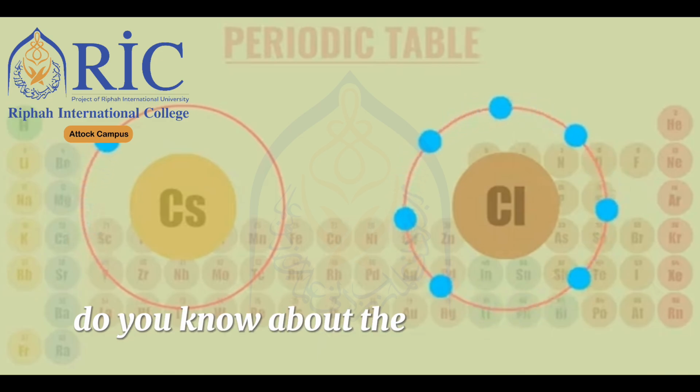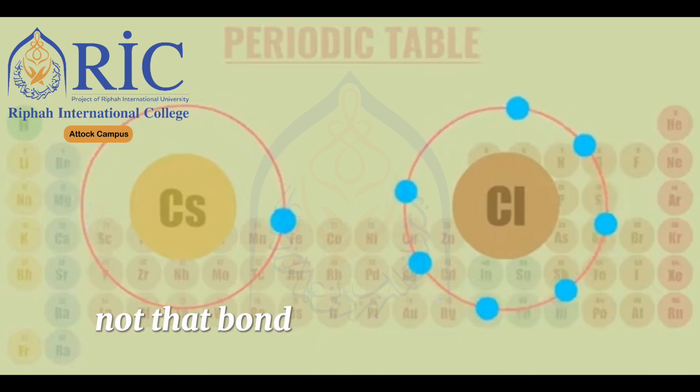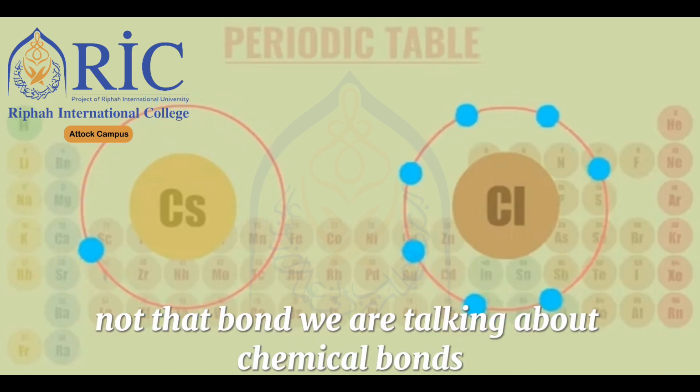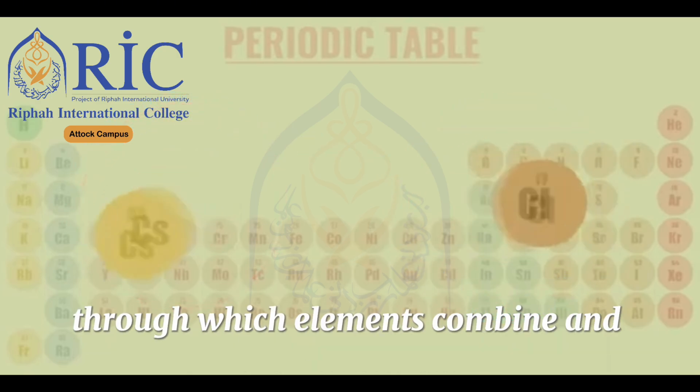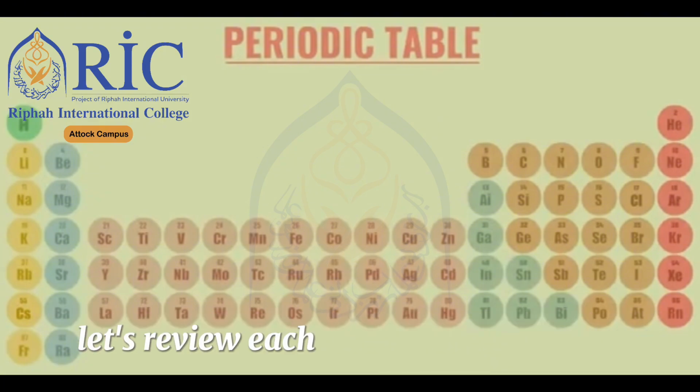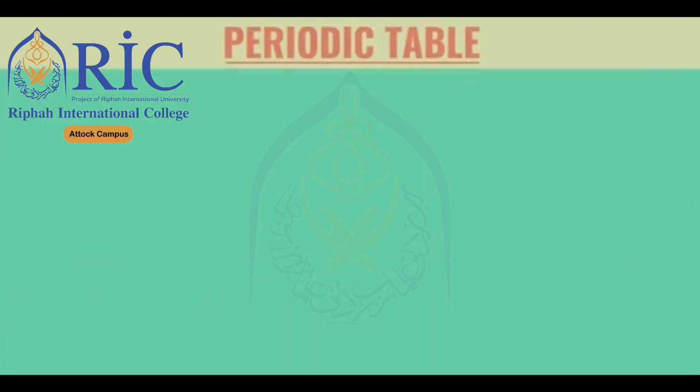Do you know about the different bond types? Not that bond, we are talking about chemical bonds. There are 2 types of chemical bonds through which elements combine and form compounds. Let's review each one of them in detail.